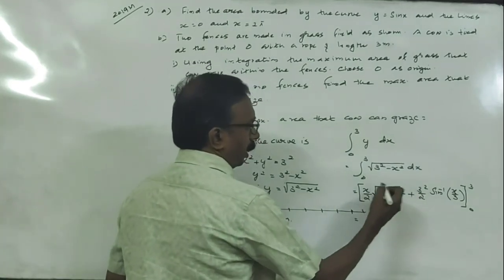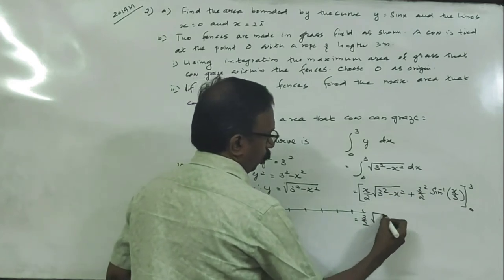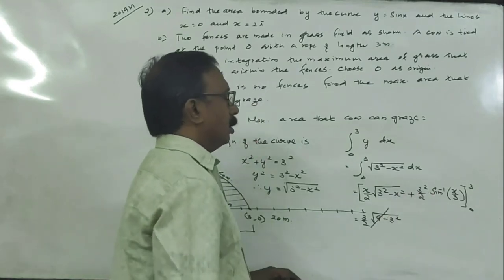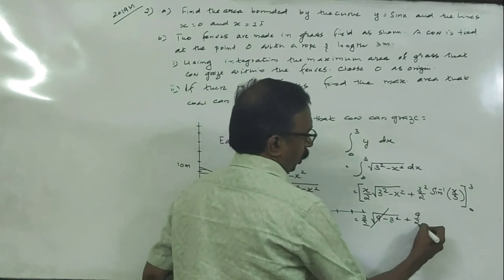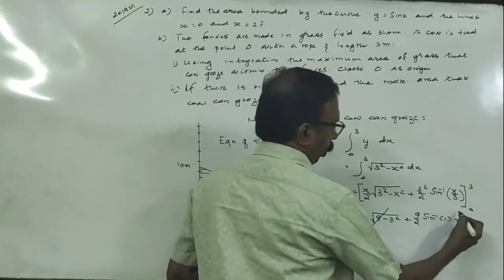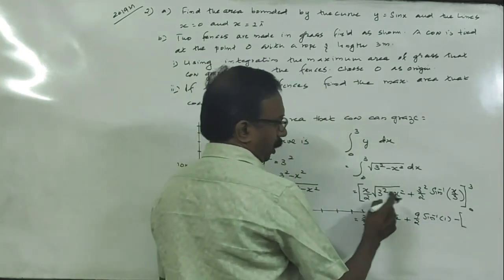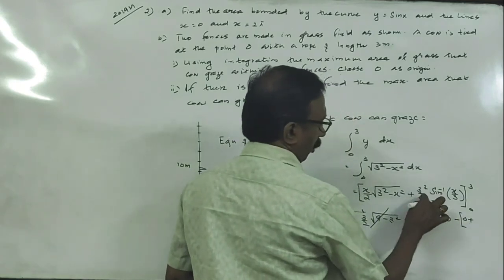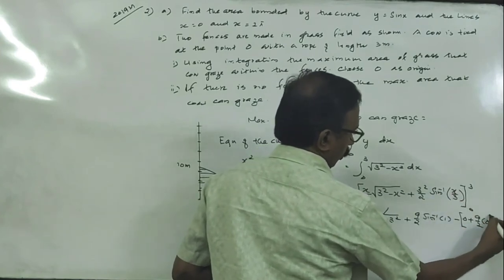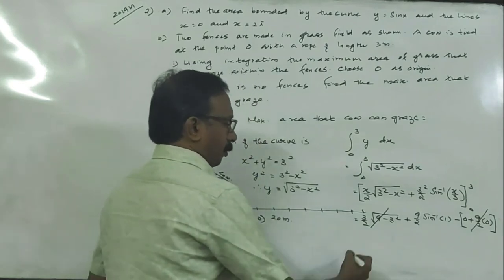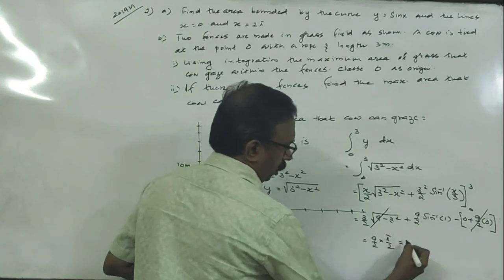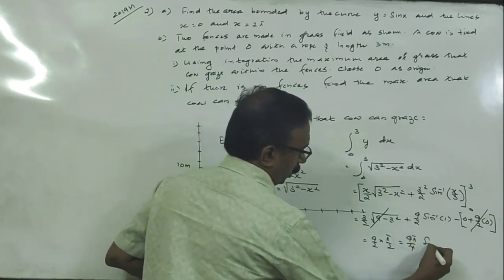Now, x by 2 into root of 3 square, which is 9, minus 3 square, that is 9. So it will cancel. 9 by 2 into sin inverse 3 by 3, which is 1, minus the lower limit. Now, lower limit 0, so the first term becomes 0 plus 9 by 2 into sin inverse 0 by 3, and sin inverse 0 is 0. Therefore, we have 9 by 2 into sin inverse 1, which is pi by 2. That is 9 pi by 4 square units.